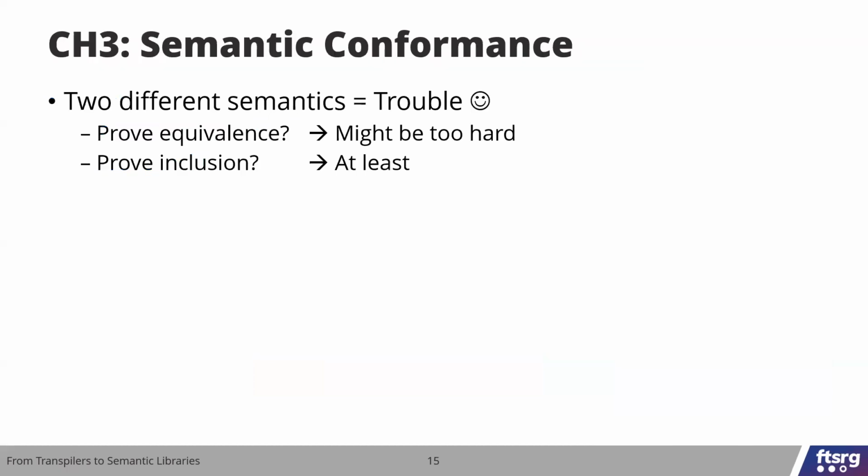Our third and final challenge of this presentation is the semantic conformance. If we have two different semantics, then that's trouble, because we can't really trust our tools. We can't really trust that what we see is actually what we should get. We could try to prove the equivalence of the two semantics, which could be too hard and requires more research to actually go in that direction. Or we could prove the inclusion, the congruent inclusion, which is the minimal that we must do. Because if we cannot prove that, then we really cannot do anything in this case.